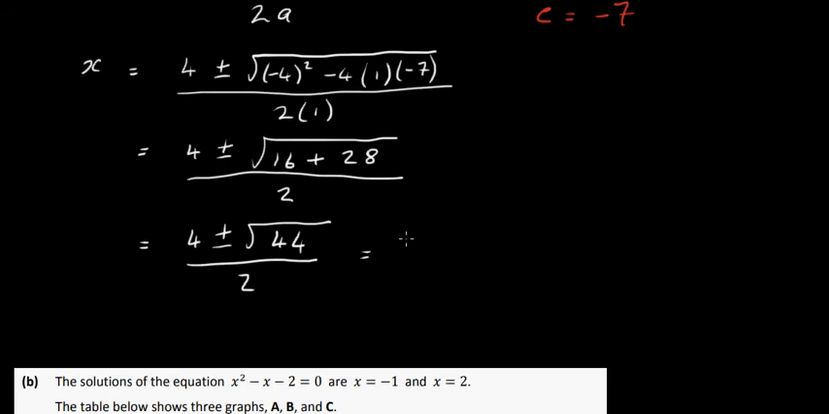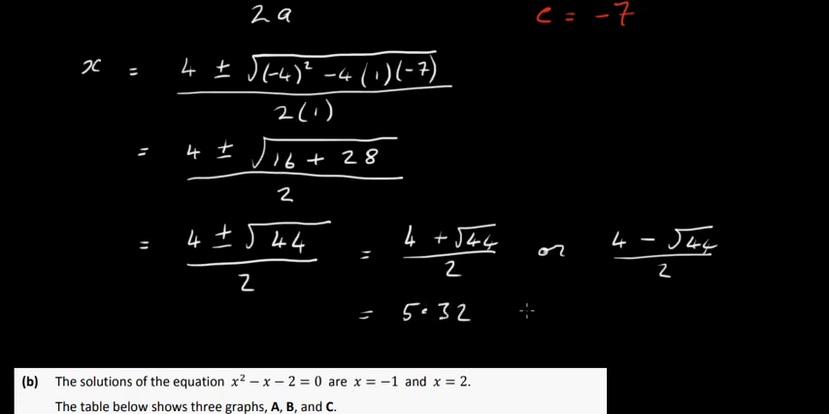So I'll just work over here now. That will give us 4 plus the square root of 44 divided by 2, or 4 minus the square root of 44 divided by 2. Now you can do this on your calculator and you'll get numbers which you've got to simplify or reduce or round to 2 decimal places. So when you round this one to 2 decimal places, you get 5.32, and this one over here will give us minus 1.32. And that's it. That's our solution. I don't think we were asked to do anything else.